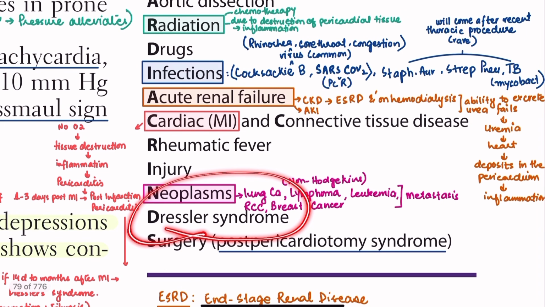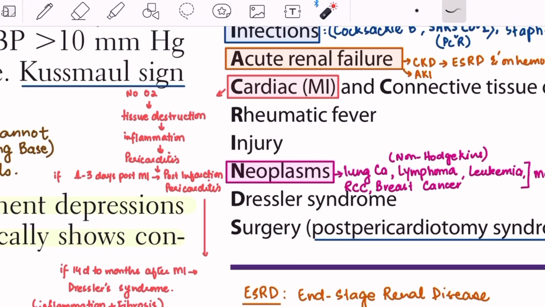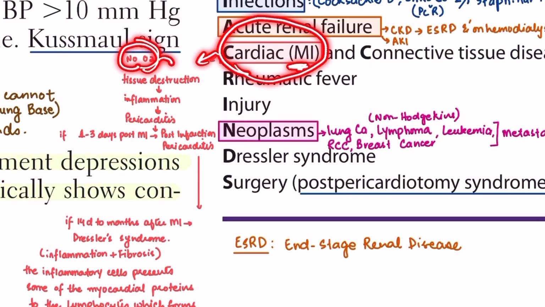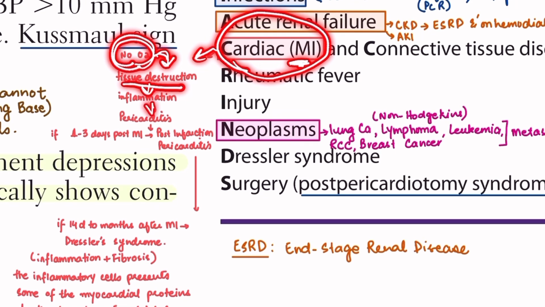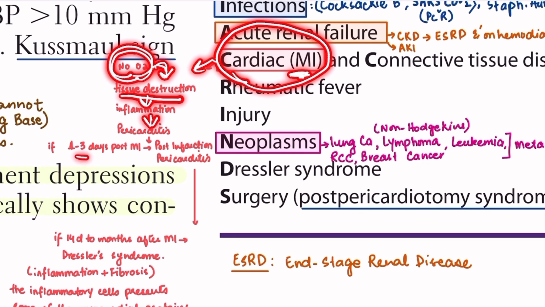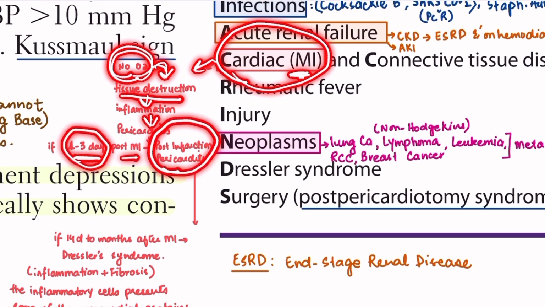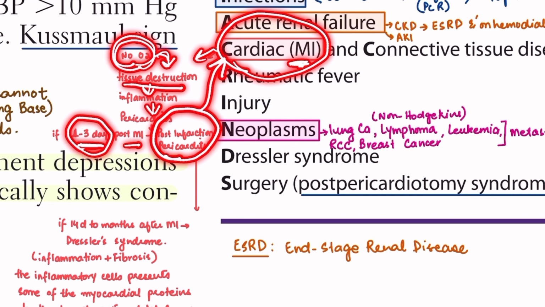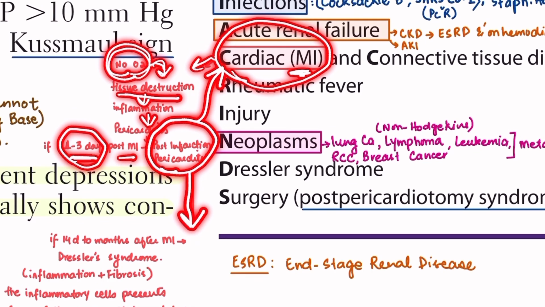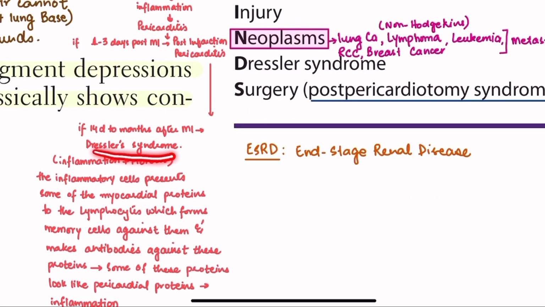Dressler syndrome. Now, what is Dressler syndrome? Whenever there is a cardiac injury, for example, an MI, that will result in no oxygen to the cardiac tissues and tissue destruction will happen. That will result in inflammation and pericarditis. If this pericarditis occurs 1 to 3 days post MI, this is called post-infarction pericarditis. But if this happens 14 days to months after MI, then we will call it Dressler syndrome.